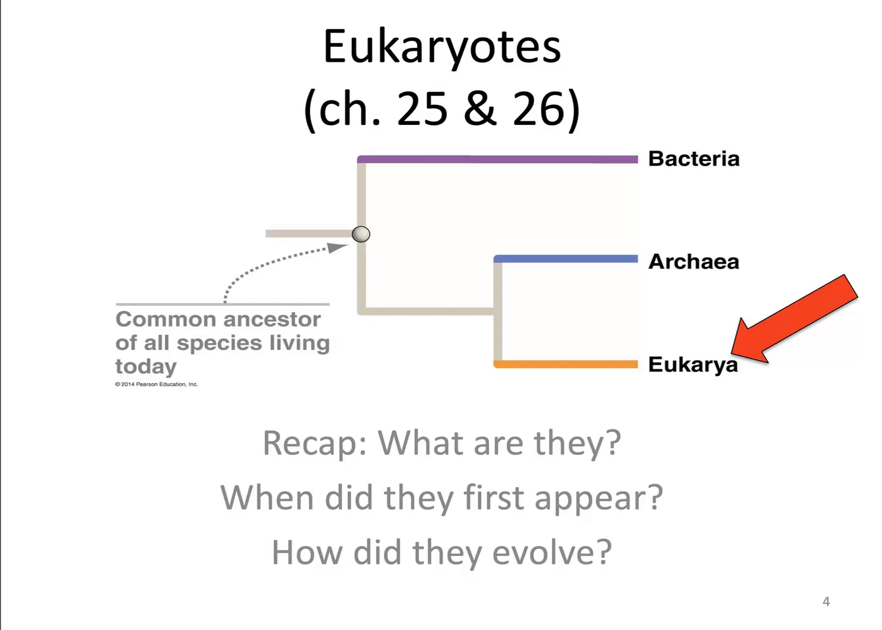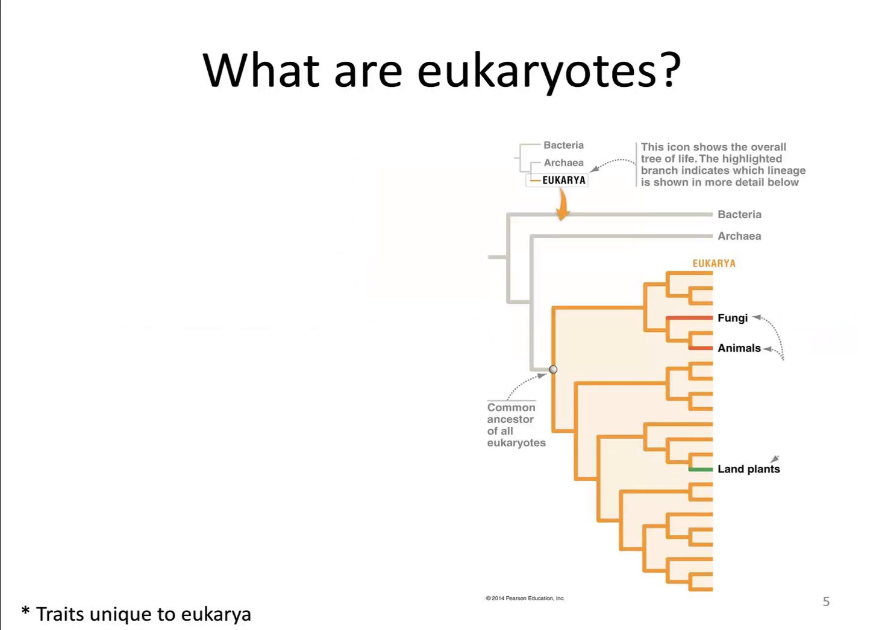So we're going to pick up where we left off talking about eukaryotes, the domain Eukarya. We're going to recap what they are, and we're going to talk more about when they first appeared in the fossil record and how they evolved. So how did we get eukaryotes? How did they pop onto the scene?